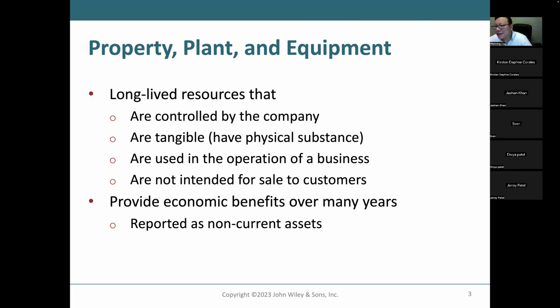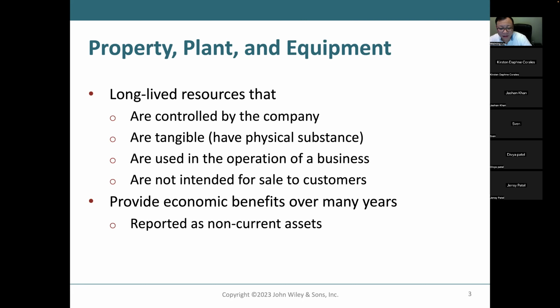They are tangible. You are able to see it. You are able to follow the stair steps. You are able to feel it, touch it. They are used in the operation of the business, and some of the students will go to that building to take classes. The professors are using part of the building as their offices. So it is in the operation of the business.